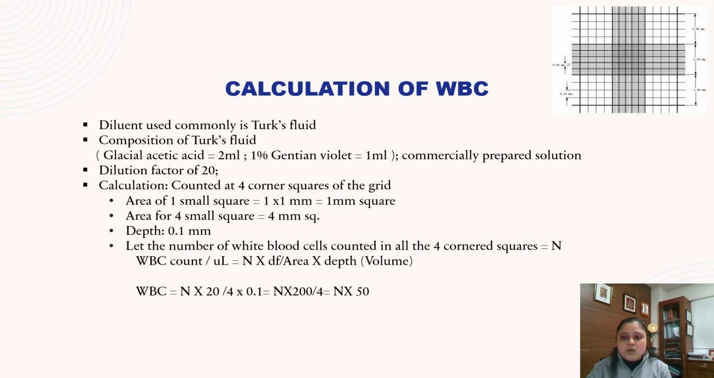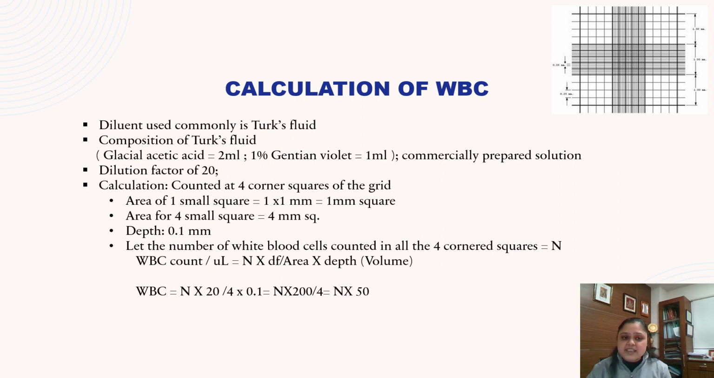So, now, counting the white blood cells. For that, we are going to use the four cornermost squares, that is 1, 2, 3, 4. Using the L technique, we are going to count the cells in these squares. So, let us assume that the total number of cells counted in the squares is n. So the formula becomes n into volume by dilution factor.